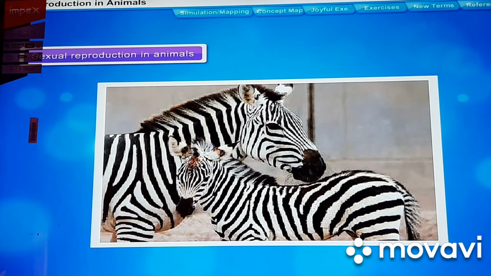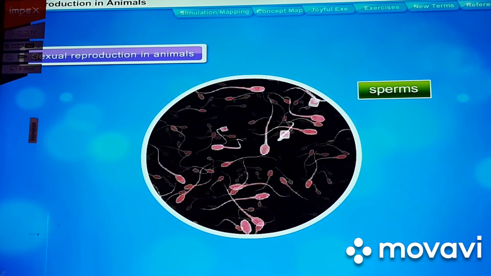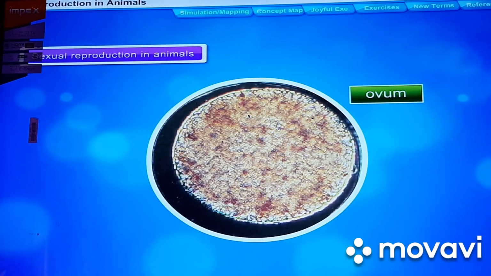Sexual reproduction in animals. Most animals reproduce by sexual reproduction. In sexual reproduction, two parents, one male and one female, are involved. They have different reproductive organs. The adult male produces male gametes called sperms, and the adult female produces female gametes called ovum or egg. The process of production of gametes is called gametogenesis.